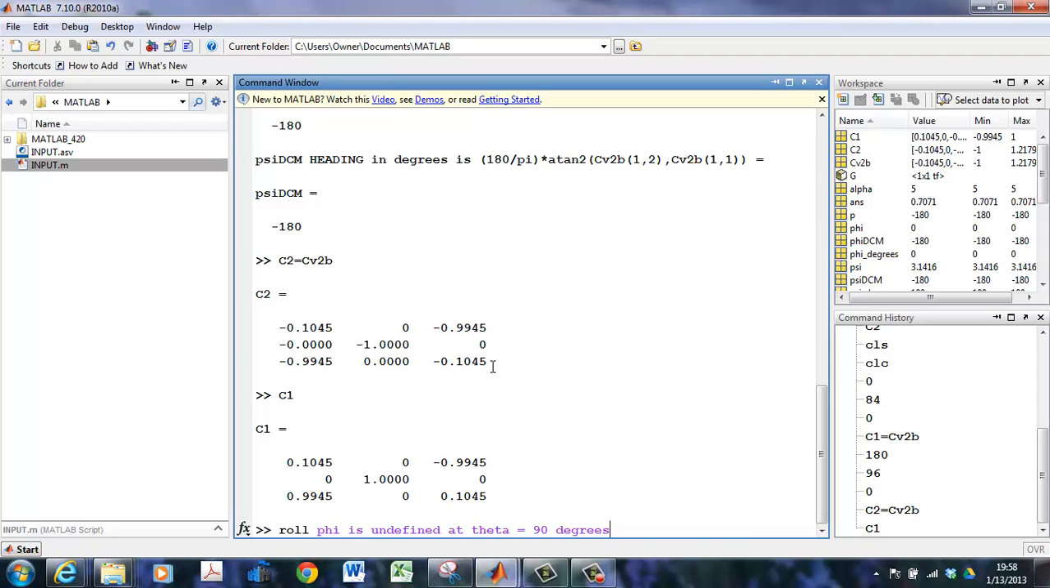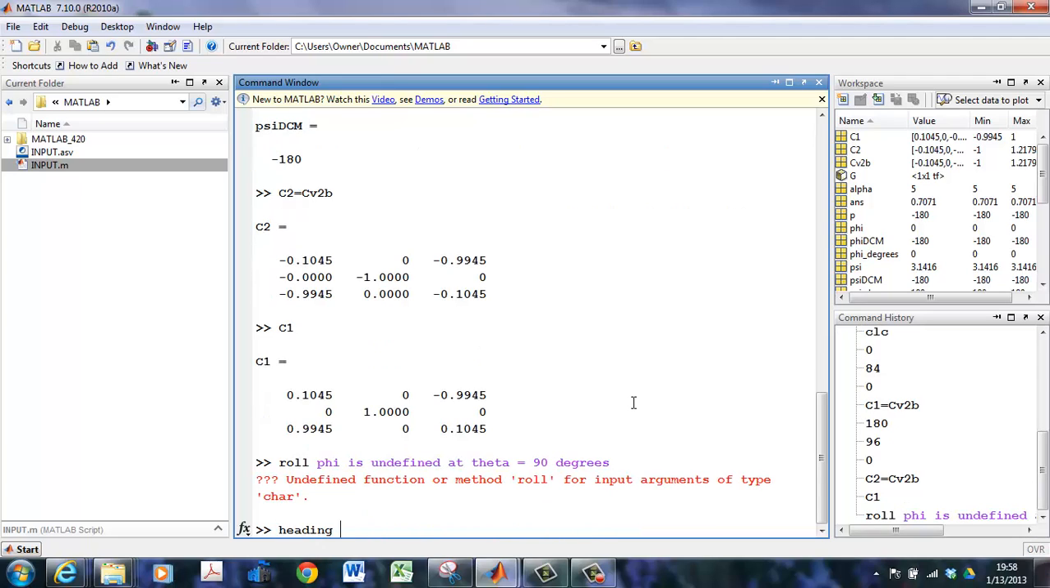Now look at heading. Heading is 1,2 over 1,1. That's element 1,2 over element 1,1. Here also, notice element 1,1 has gone from plus 0.1 to minus 0.1. So this is at 84 degrees, 0.1, and this is at 96 degrees, minus 0.1. So at 90 degrees, this has gone through 0. So if I'm dividing element 1,2 by 1,1, I'm also going to get an undefined answer. Therefore, heading psi is also undefined.